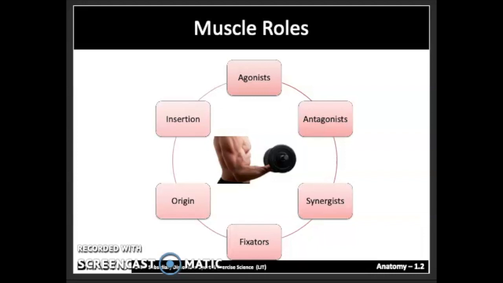The origin is the attachment point that does not move during a contraction by the agonist. The origin is usually proximal and closer to the body, and is also larger in mass than the insertion. For example, the latissimus dorsi muscle's origin is the torso, which does not move whilst the latissimus dorsi contracts. Lastly, the insertion is the attachment site which does move during the contraction of the agonist. It is usually distal and further away from the body than the origin, and is also a smaller mass. An example of an insertion is the arm when the latissimus dorsi contracts.